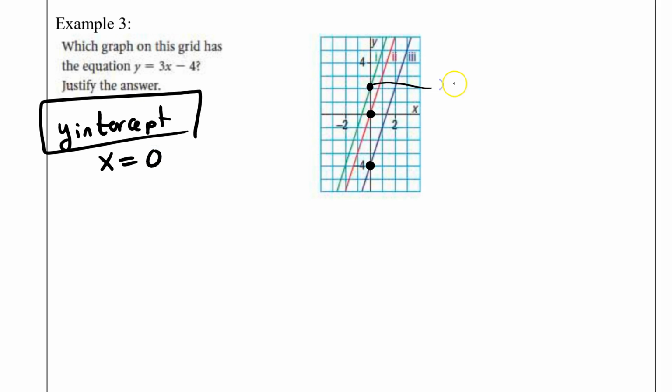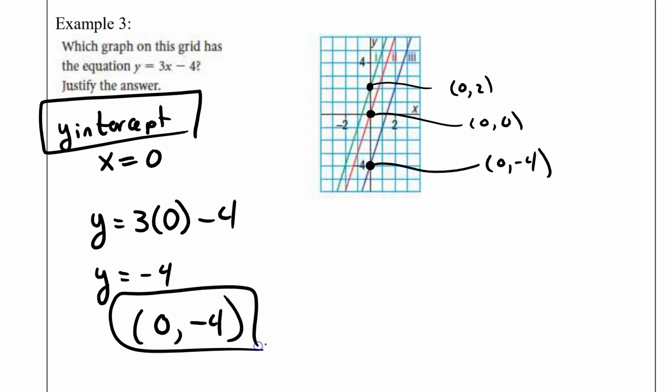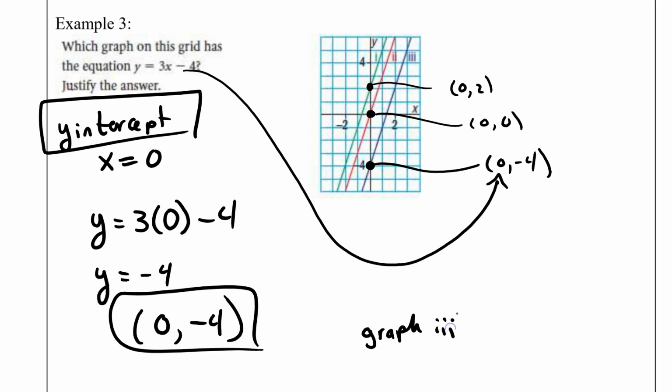Now I have 3 different y-intercepts here. I have 0, 2, I have 0, 0, and for 3 I have 0, -4. So I'm going to substitute 0 in for my x, because that's common, but they all have different y-intercepts. If I plug that in, y equals 3 times x, which is 0 in this case, minus 4, I would say y equals -4. So the point 0, -4 is the one that's going to match up. Well, look at that. This one right here has the point 0, -4. The y-intercept is -4. So I know that graph I, which is just Roman numeral for 3, is y equals 3x minus 4.